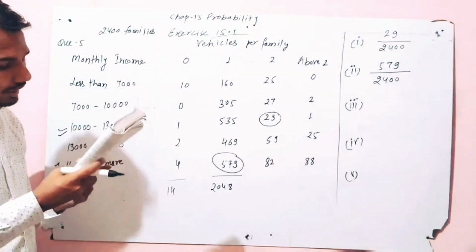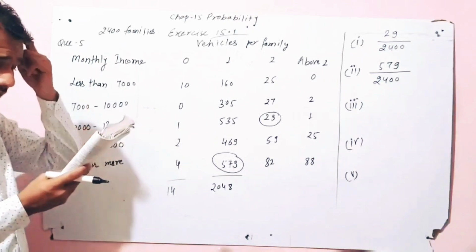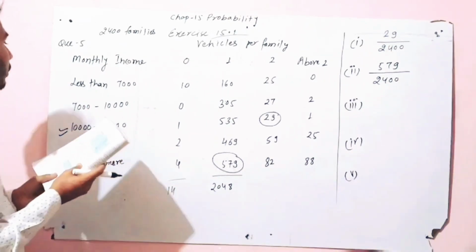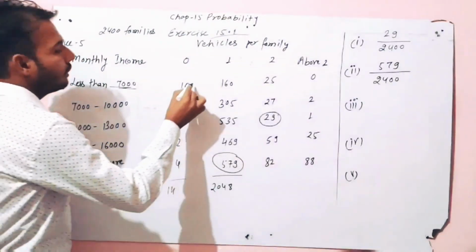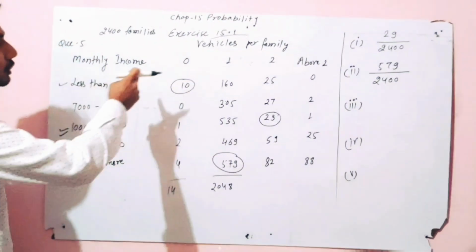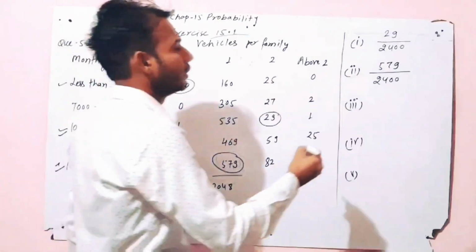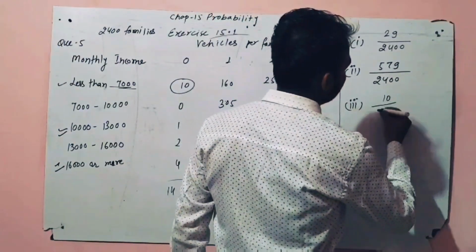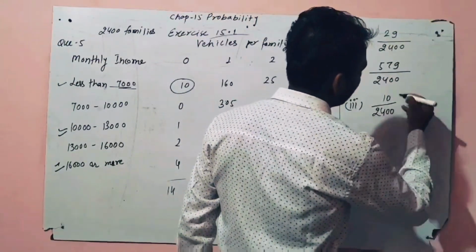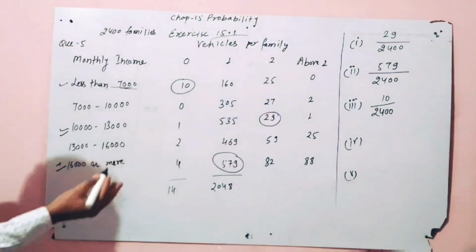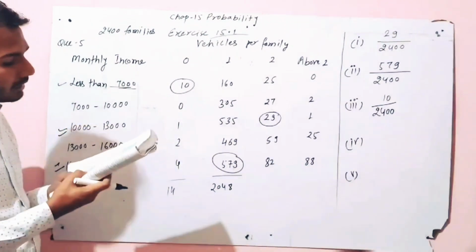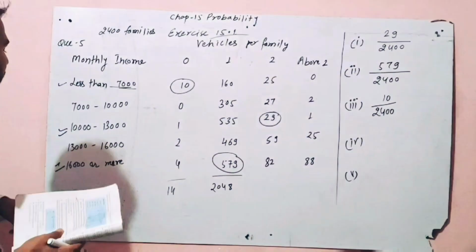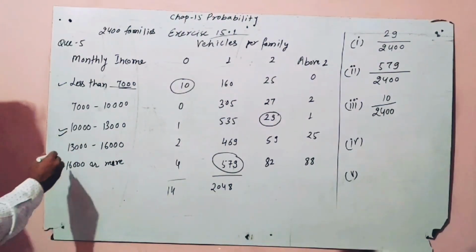Third is asked: earning less than 7,000 per month and does not own any vehicle. Less than 7,000 is this, and no vehicle means how many families? Zero vehicles: 10 families are there. So 10 upon 2,400. It could be solved further like 1 upon 240. If it is solved, you can solve it, otherwise no issue.